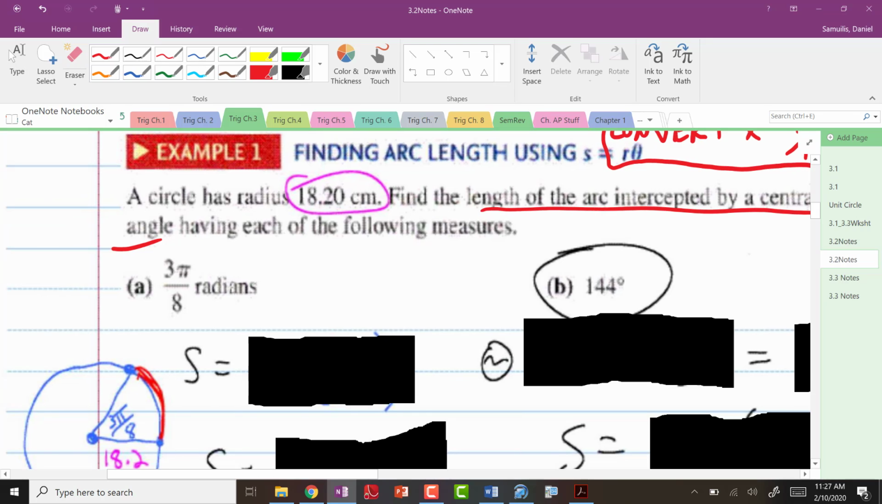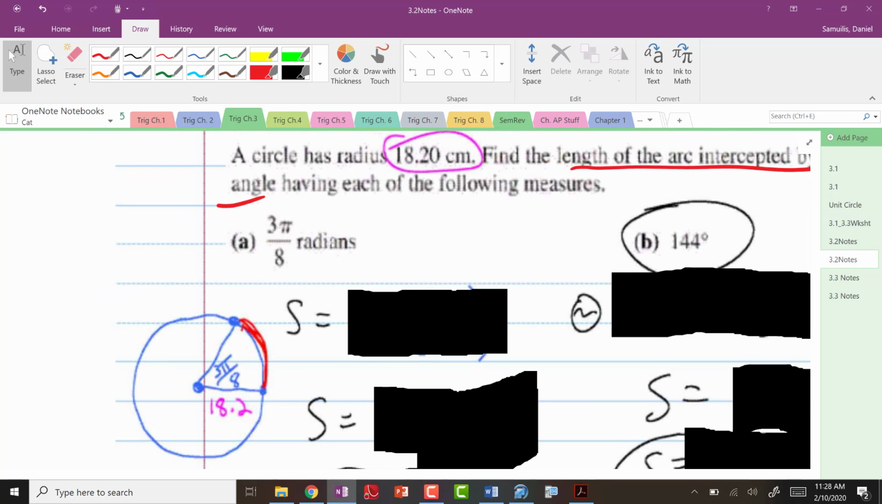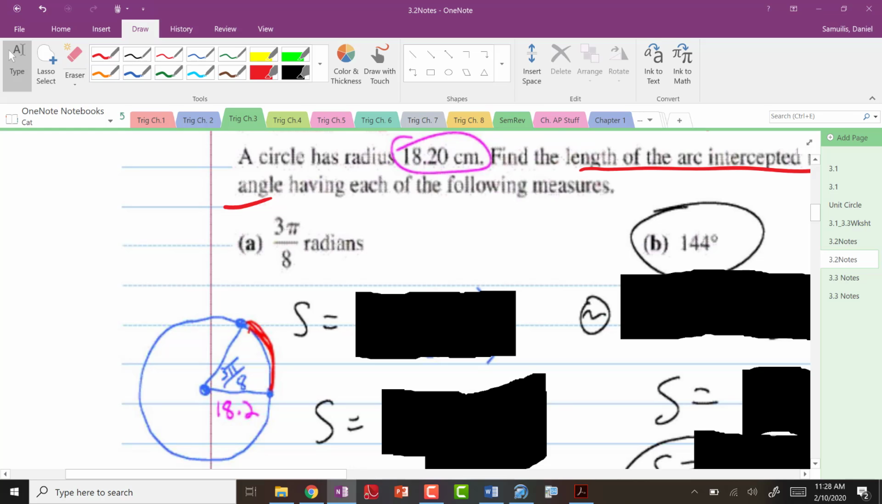All you really need is the 18.2, because I'm going to move over here and draw this for you. The first one: 3 pi over 8 radians. And I would hope that you know 3 pi over 8 radians looks like it's less than 90 degrees. Because what's 90 degrees in radians, as we just shared? Pi over 2, which is 4 pi over 8.